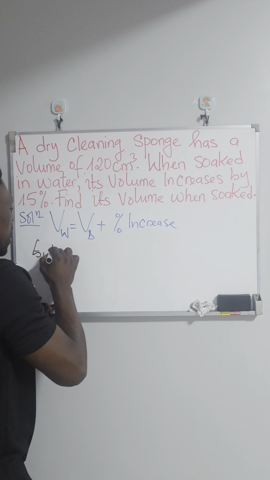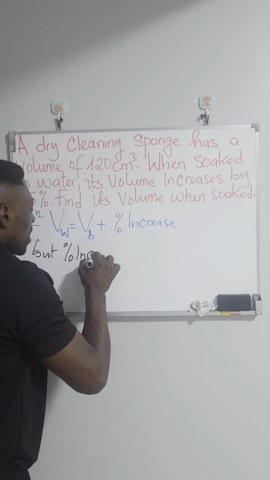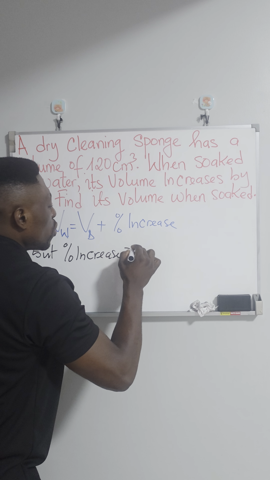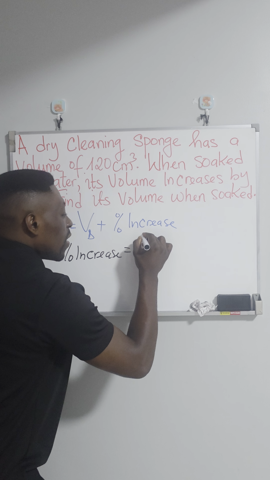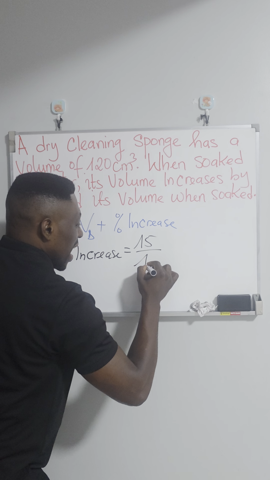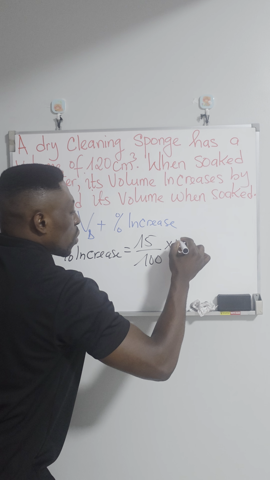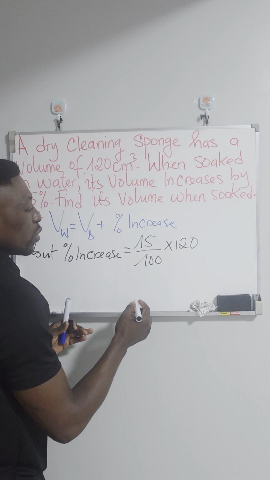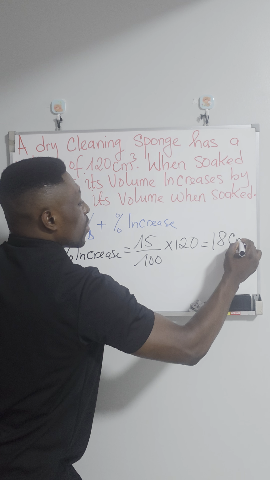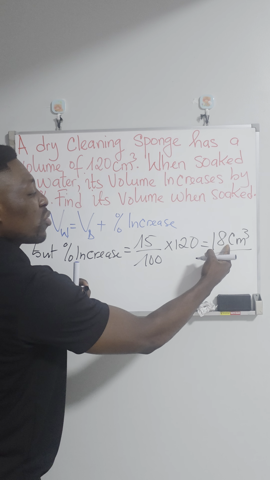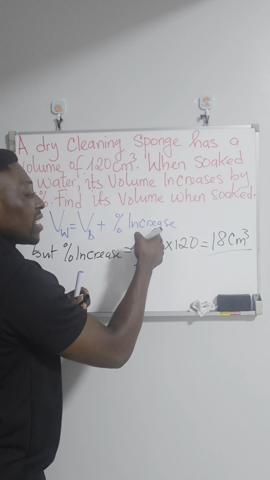So we will say, percentage increase will be equal to, now, like I always say, let's write down what we are reading: 15% of the total or of the dry volume. If you do this well, this should give us 18 cm cube. Now we have the increase in volume, no more the percentage increase.